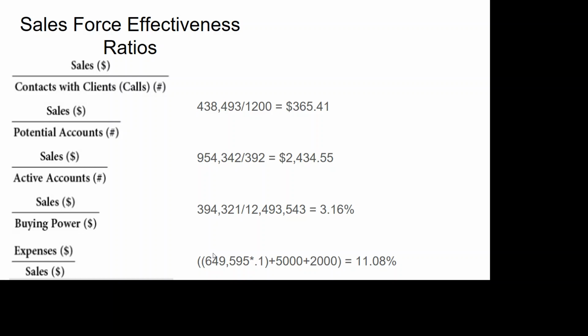So the total expenses are going to be his salary plus the other expenses. So you take sales multiplied by his commission of 10%, and to that you add the car allowance and the health insurance. And that gives you this number, and I realize I have neglected to put the denominator. What you would do is put all this in parentheses, divided by 649,595, and that will give you an expense to sales ratio of 11.08%. Sorry I didn't put that in the denominator. It's probably not clear because of that.